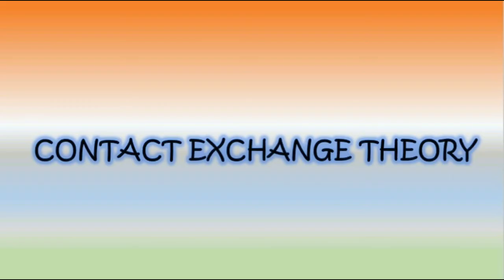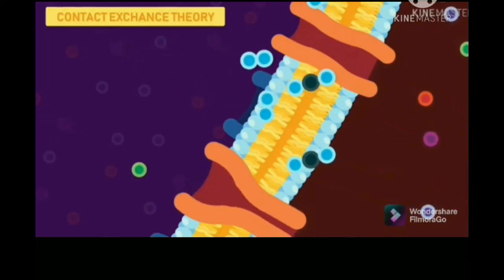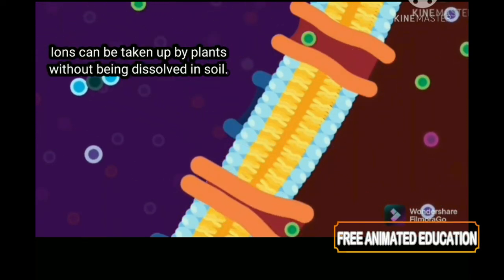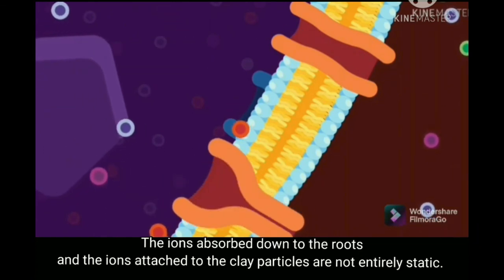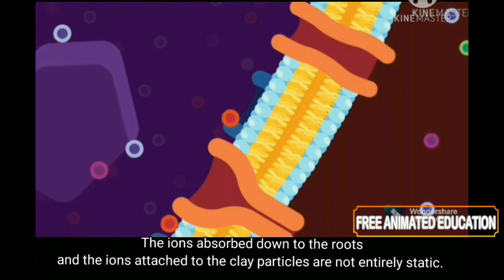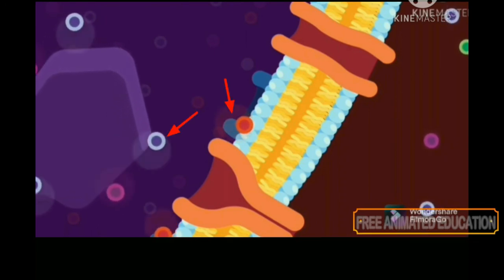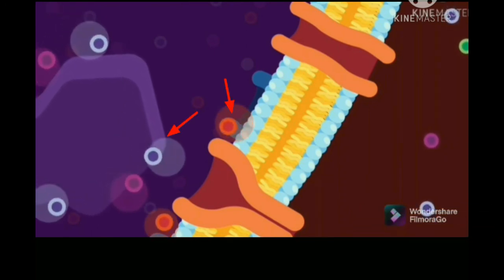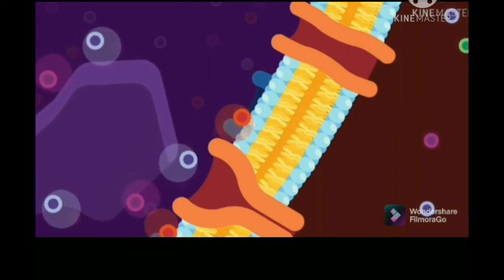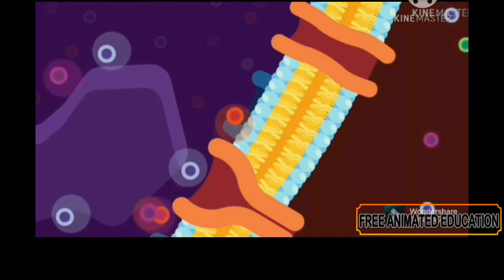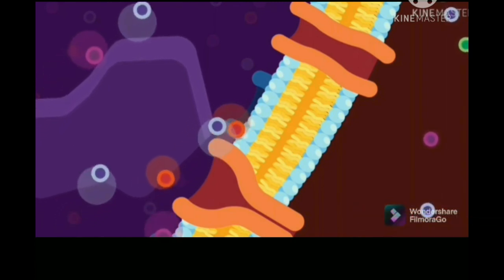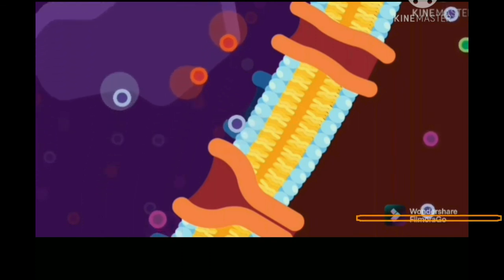Ion exchange can be explained by contact exchange theory. According to this theory, ions can be taken up by plants without being dissolved in soil. The ions adsorbed onto the root surface and the ions attached to the clay particles are not static. They oscillate in a small volume of space. And if the roots of the plant and the soil particle are in close proximity, ion exchange can take place. They exchange ions into the roots by diffusion.